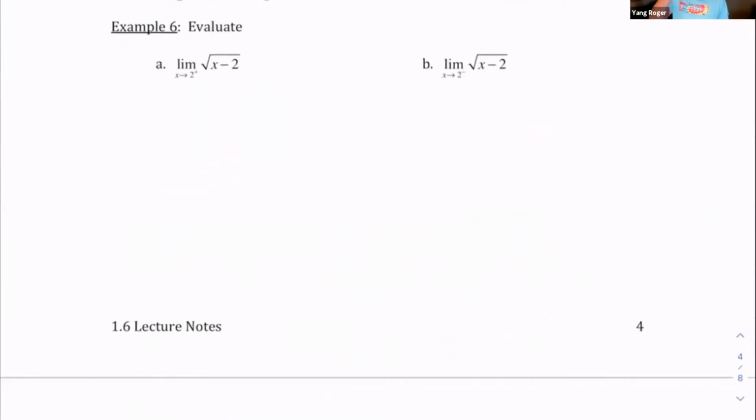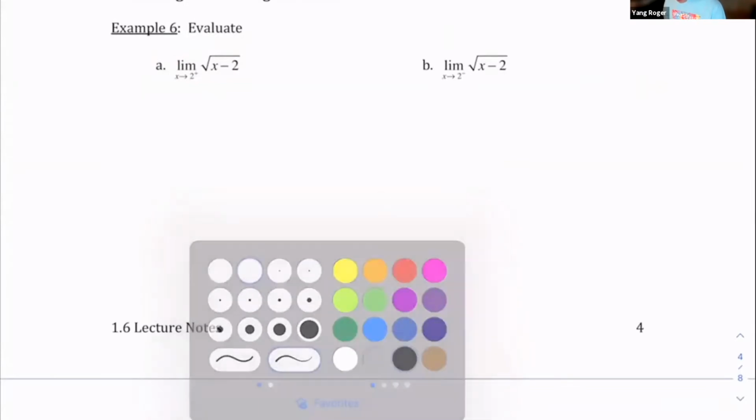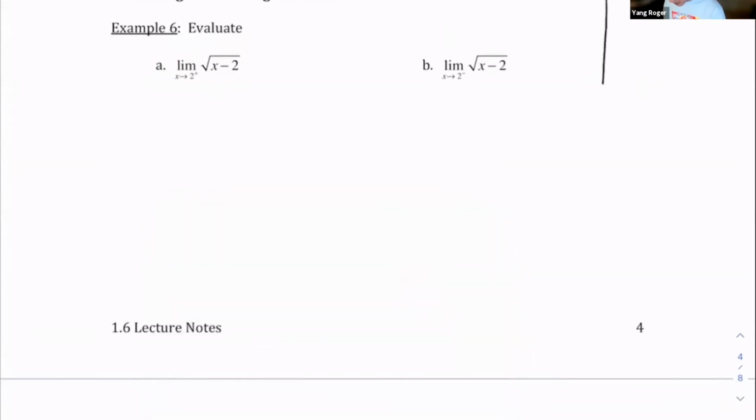So we can evaluate limits using the one-sided limit laws. I want to remind you of what the graph of the square root function looks like. When you look at the graph of the square root function, it looks like this. Right, so this is y is equal to the square root of x.